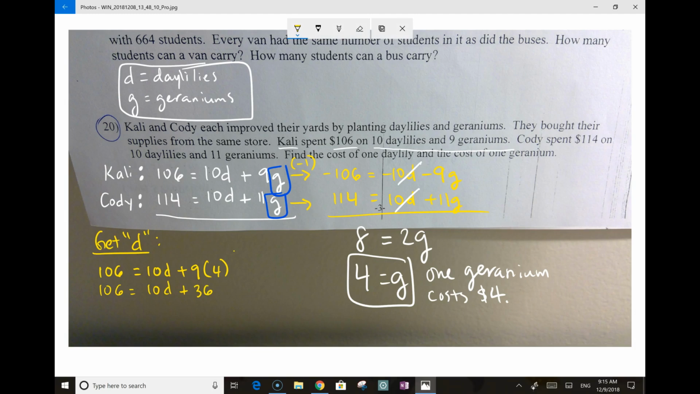And if I subtract 36 from both sides, what I get is 70. So 70 equals 10D. And if I divide by 10, what I get is 7 is equal to D. And so what this means is that the cost of one daylily is $7. Okay? And with that, we're done.